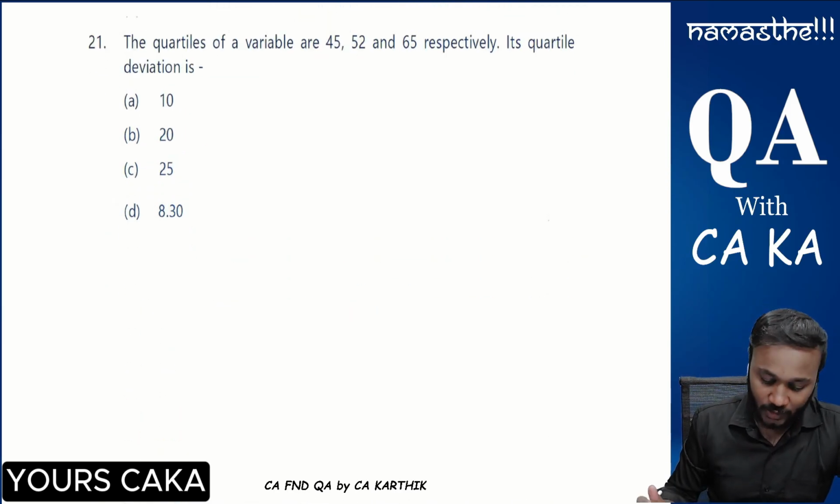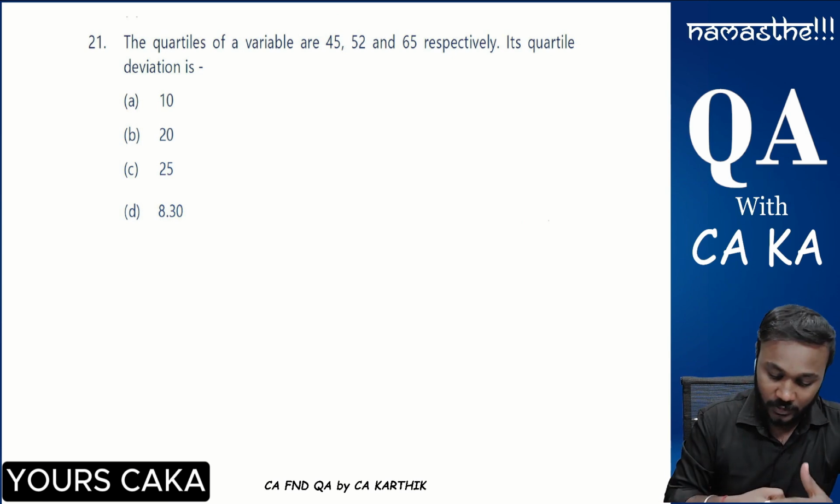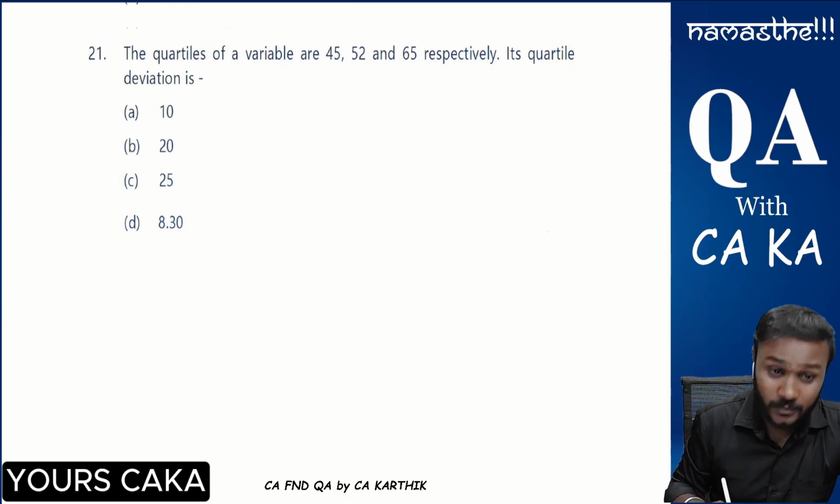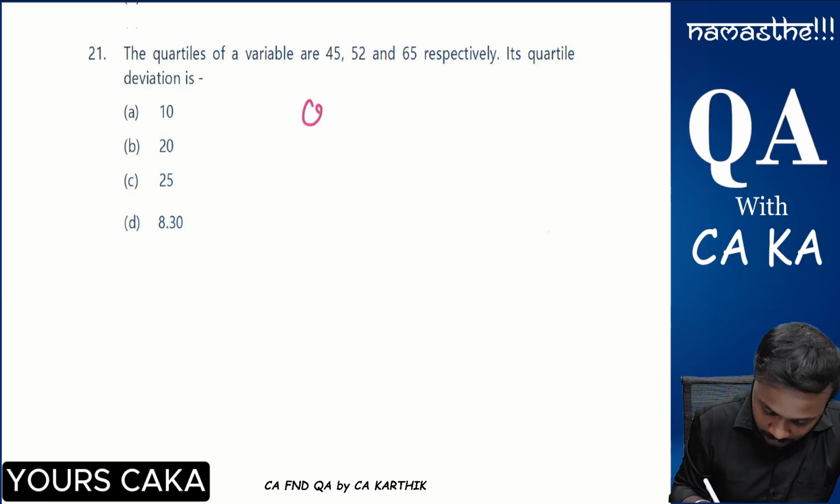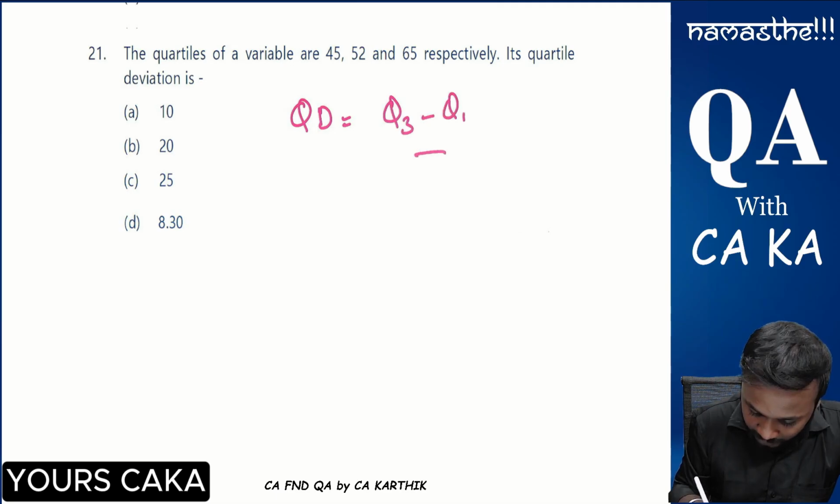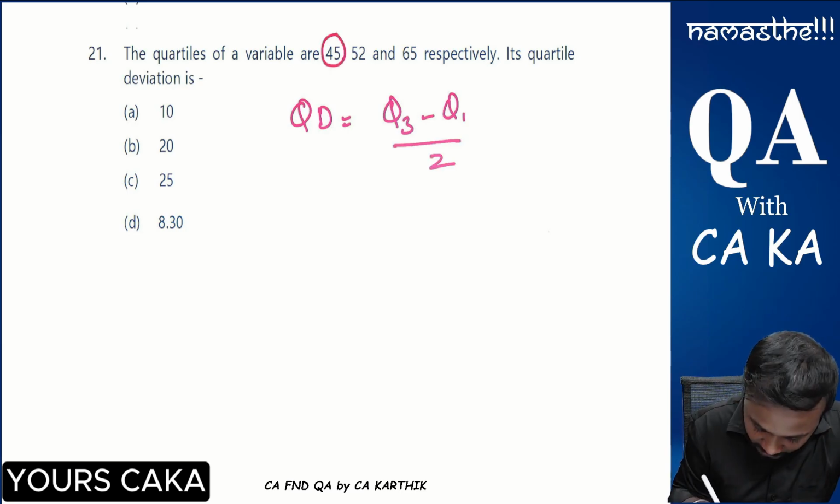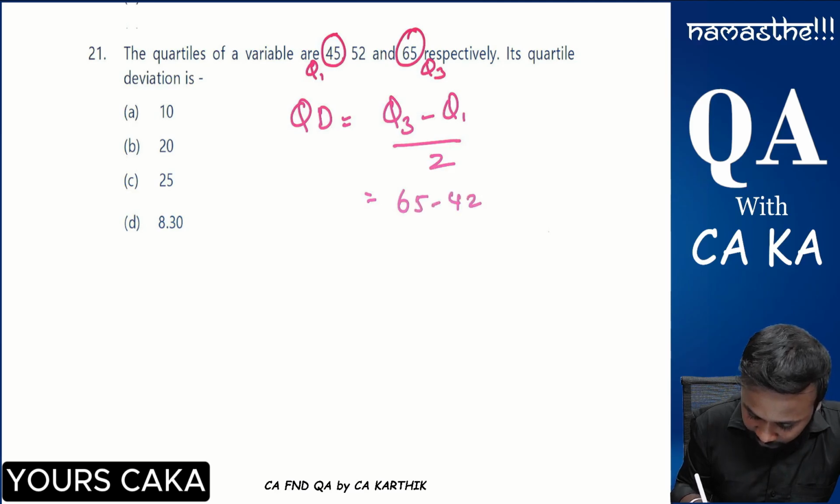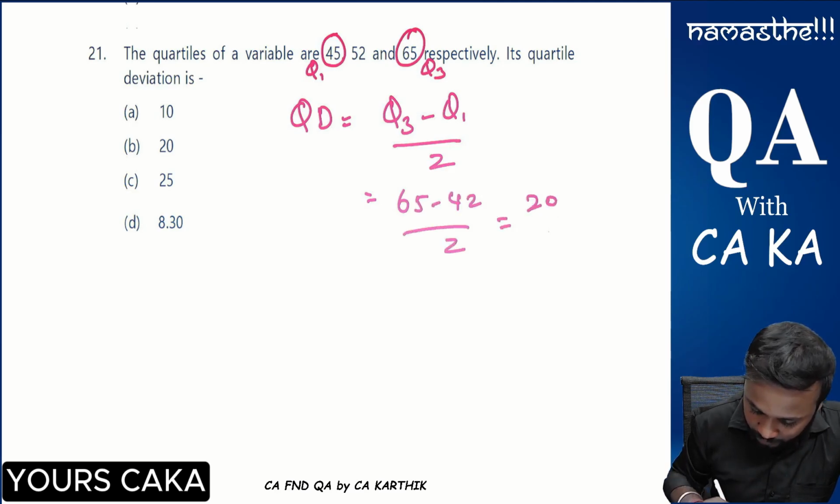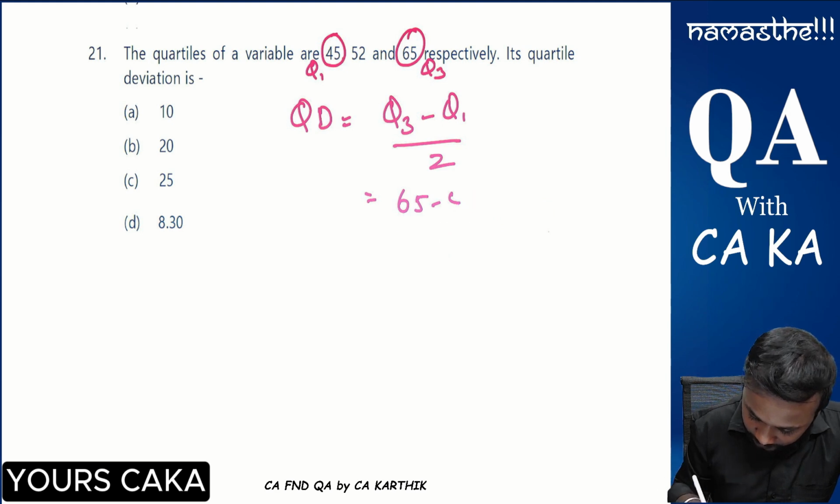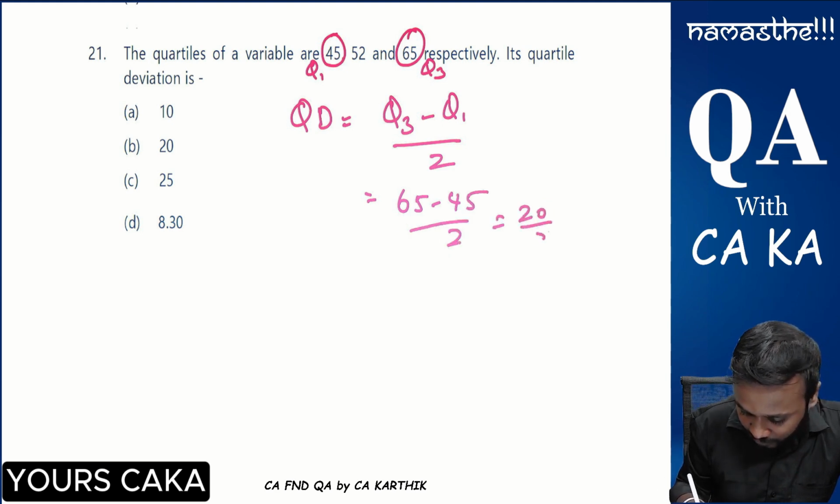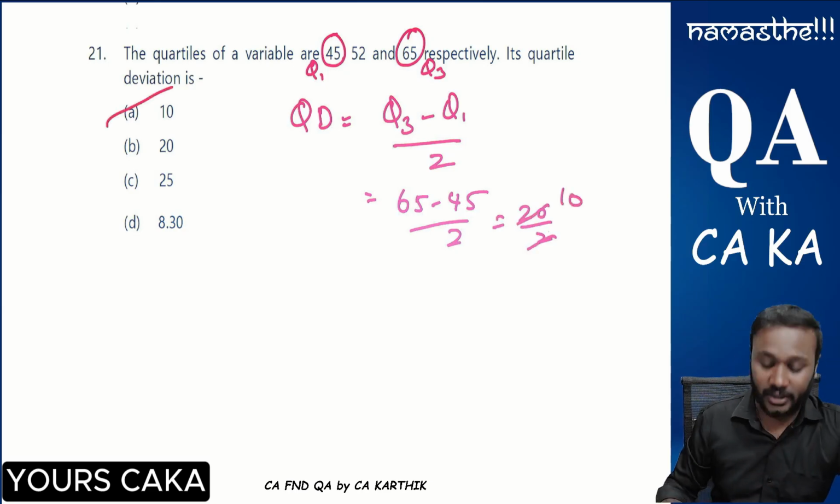21st question. The quartiles of a variable are 45, 52, and 65 respectively. Find the quartile deviation. The quartile deviation formula is nothing but Q3 minus Q1 by 2. So how to find Q3, Q1, Q2? The smallest value is Q1 and the largest value is Q3. 65 minus 45 by 2, which is 20 by 2, which is 10. Option A is your right answer.